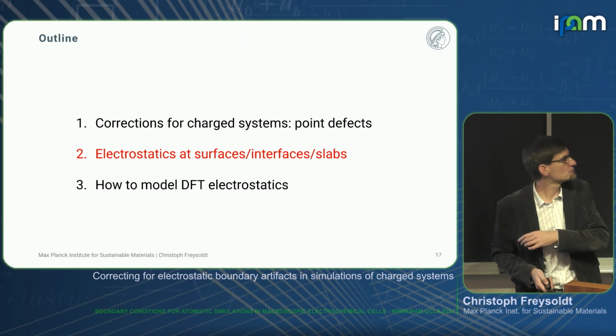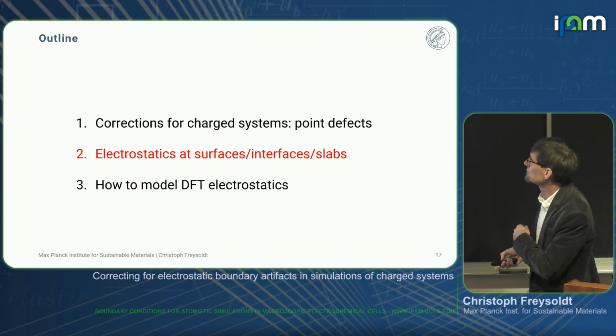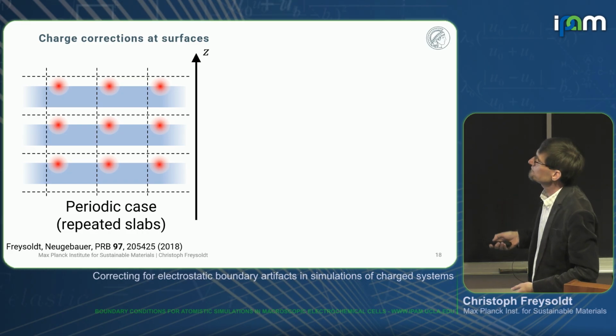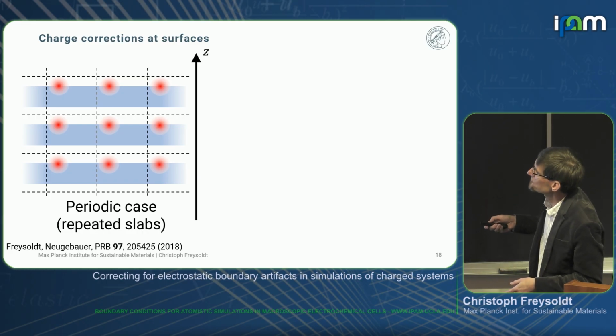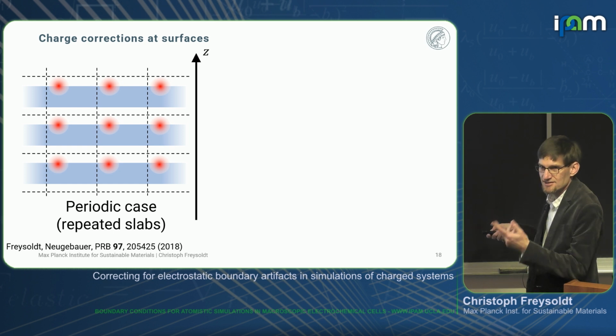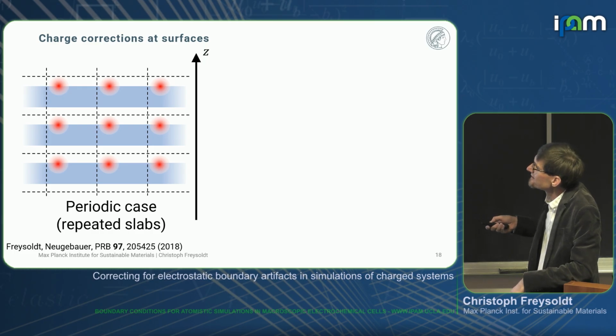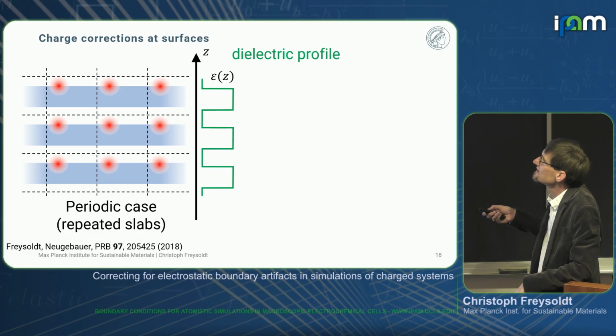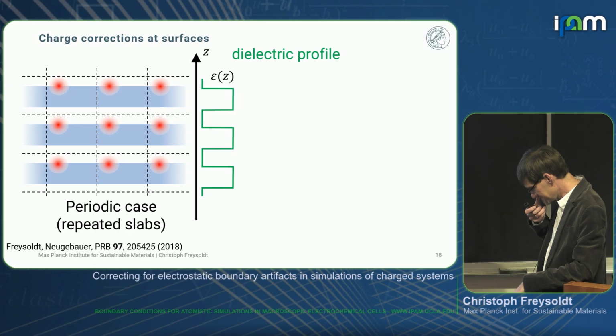Let me move a little bit on to interfaces. In principle, the same game. We have a periodic array of defects now sitting in a periodic array of repeated slabs. That's how we usually construct supercell sizes. It's, in principle, a very similar situation to what we had before, except that the dielectric screening is a little bit more complicated because the dielectric constant varies as a function of space, which in the most simple case can be modeled by assuming a certain dielectric profile as a function of the z-coordinate.